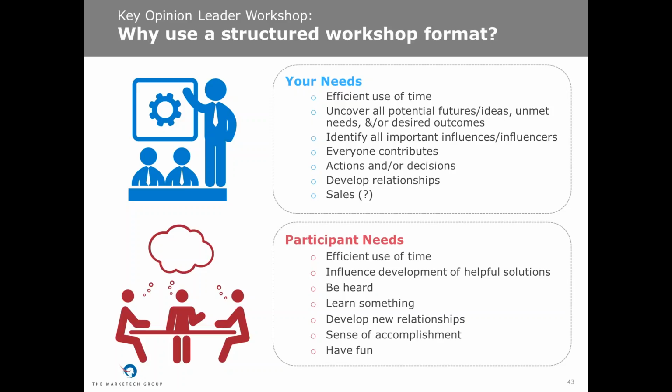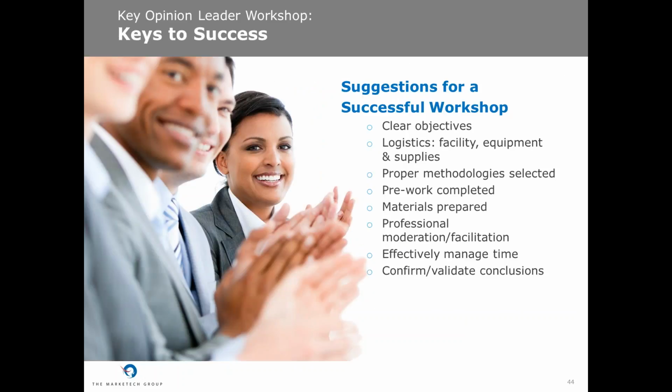Now, a few final suggestions for a successful workshop. Again, number one on the list is have clear objectives. Number two, logistics. Make sure the facility, your equipment, whatever supplies or prototypes you need. If you need water to dunk your new hemostatic agent in, make sure you have enough water and a tub so that everybody's papers don't get soaked and nobody puts their cell phone in a bucket of spilled water. Select the proper methodology. Make sure your pre-work is completed.